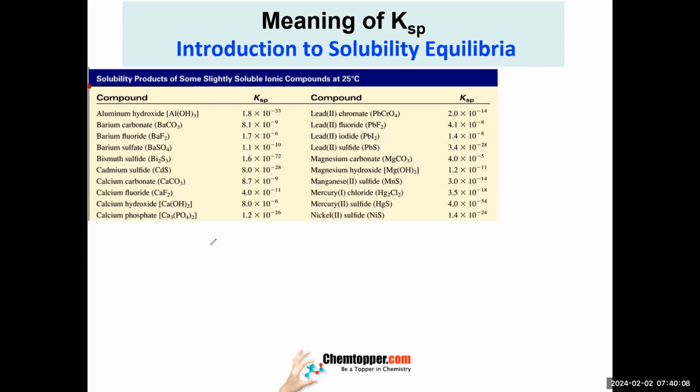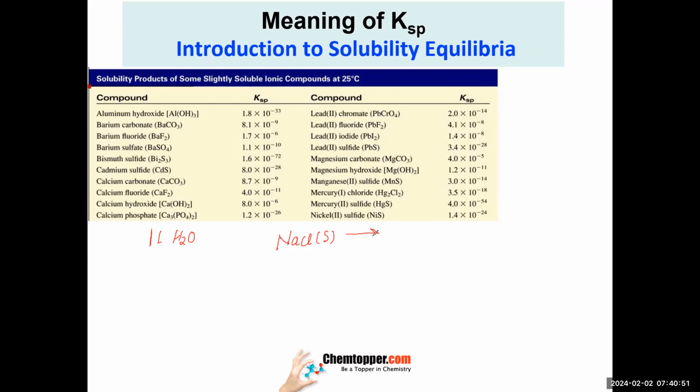Someone of you is making a solution. You have taken 1 liter of water, and you have started dissolving NaCl into it. NaCl, common salt. NaCl is very, very soluble, you know that. But when you're dissolving this NaCl in 1 liter of water, you will reach a point when you cannot dissolve more salt in water, though it is very soluble.